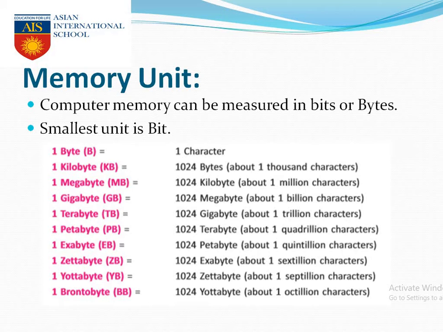So let's repeat once again. The smallest unit is the bit, which is a single digit, either 0 or 1. Then a byte is equal to 8 bits, then kilobyte, then megabyte, then gigabyte, then terabyte, then petabyte, then exabyte, then zettabyte, then yottabyte and then brontobyte.